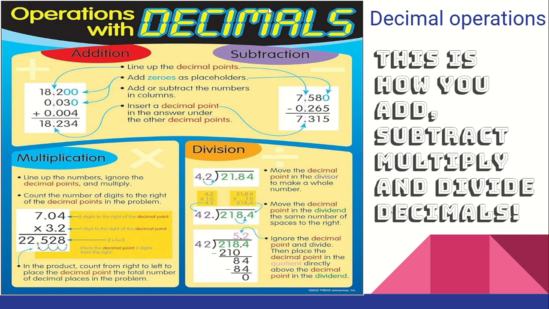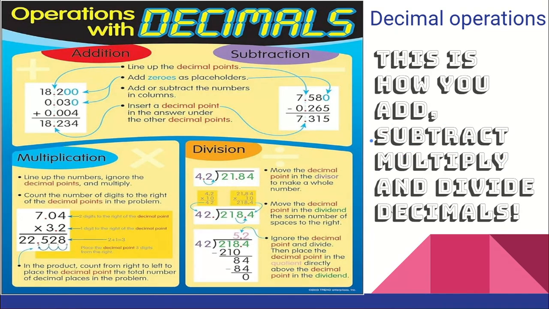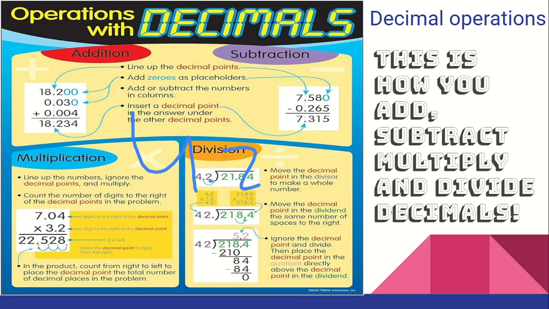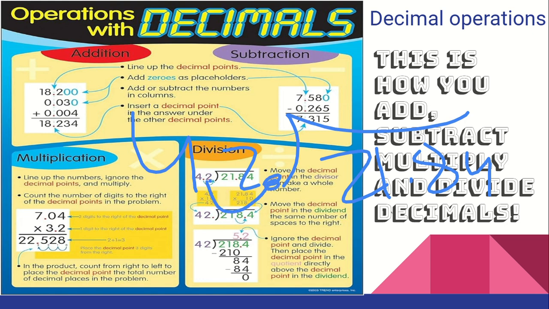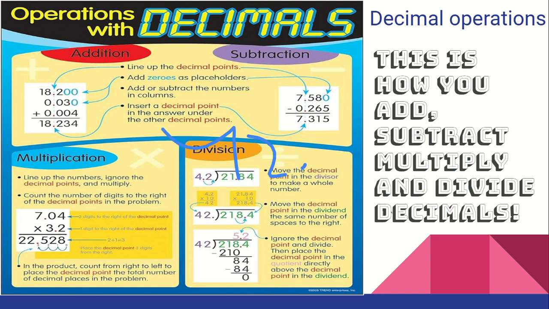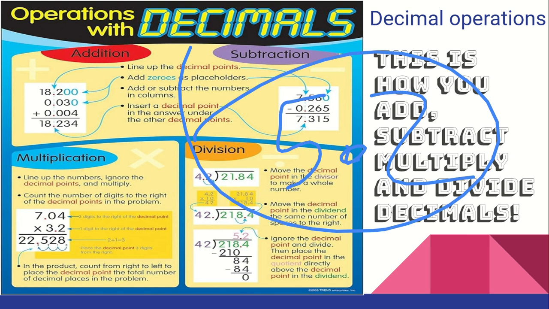Division is the hardest, and it's going to look like this. First things first, 4.2 divided into 21.84. You cannot have a decimal outside, so that'll turn to 42. Whatever you do here, do the same thing here. And now you got 42 into 218.4. Then divide normally. Just bring the decimal point up and divide. Since you already have a decimal point, you don't have to add another one. And you eventually get 5.2. That's all you do, guys.